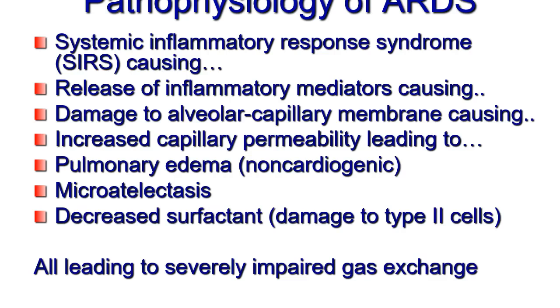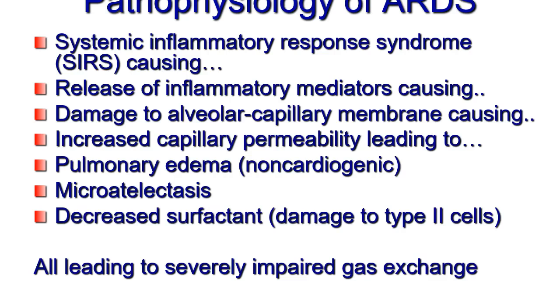It's not backing up from the left side of the heart into the lungs. It's the leakage of fluid from the capillaries into the alveoli causing pulmonary edema. This leads to microatelectasis because the type 2 cells on the alveolar capillary membrane are unable to produce surfactant. And the function of surfactant is to keep the alveoli from sticking together at the end of exhalation.